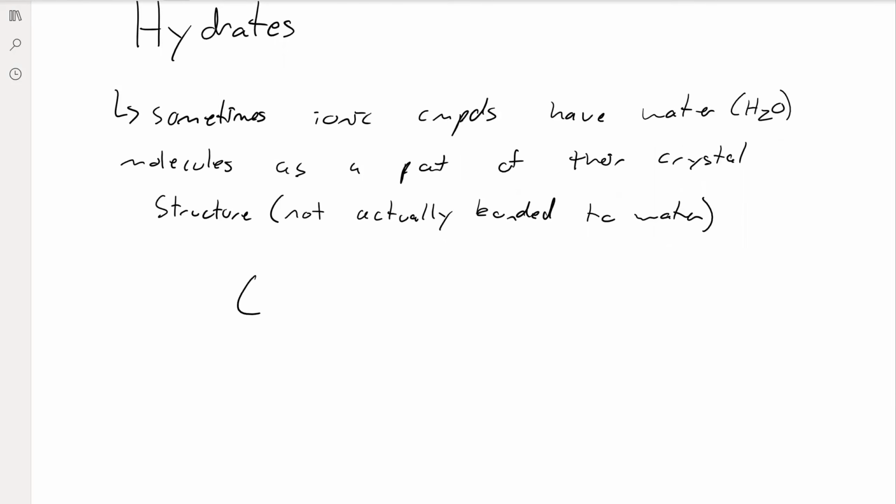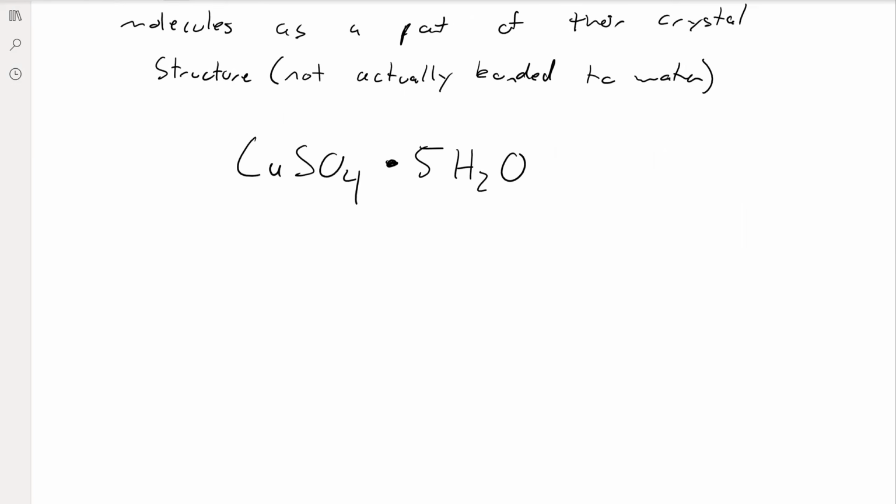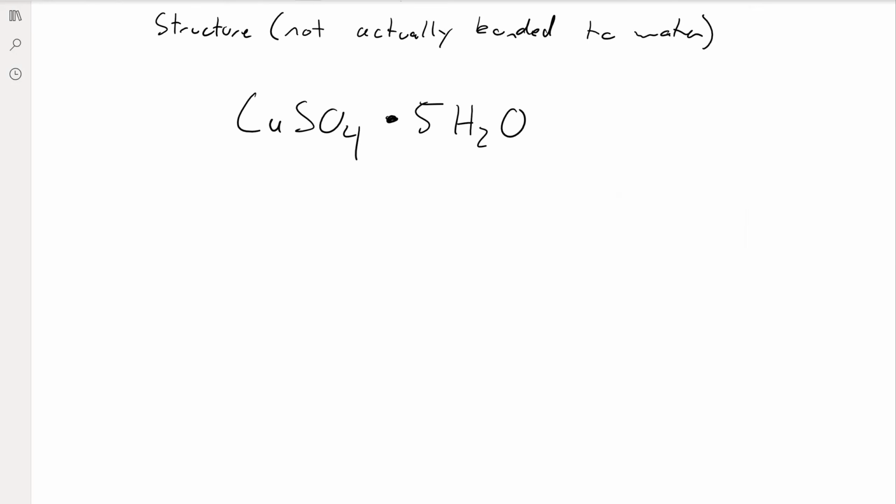So, for example, if you have some copper 2 sulfate, you may have some water molecules that are part of the crystal structure and part of the compound. And later on, we'll learn part of the molecular mass of it. So this is what's known as a hydrate. And so the way that we would name this is copper 2 sulfate pentahydrate.